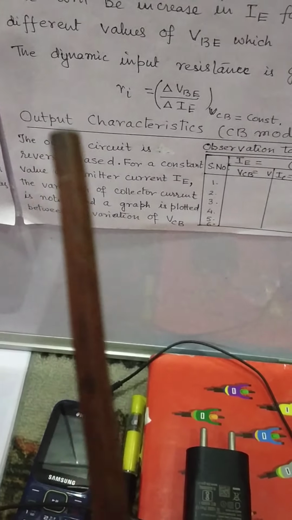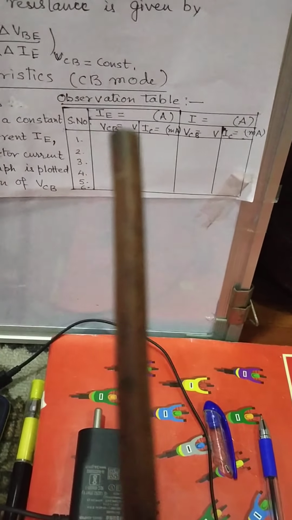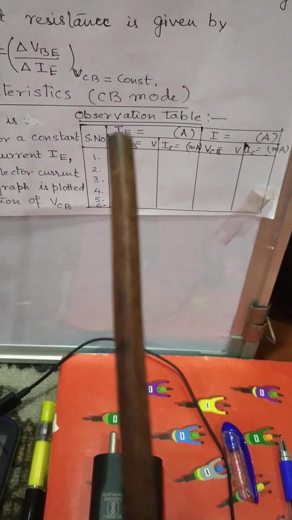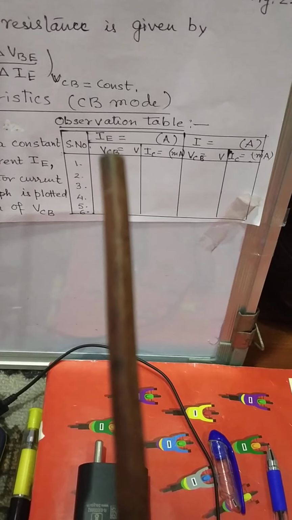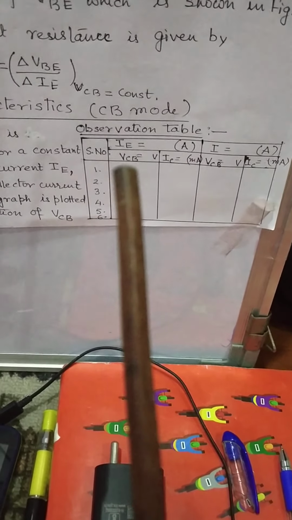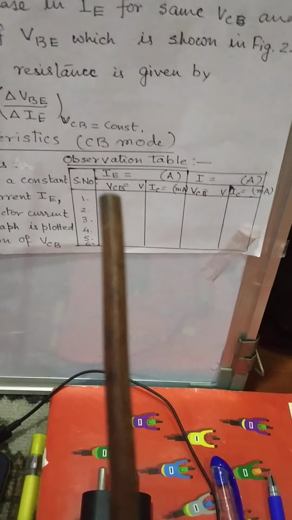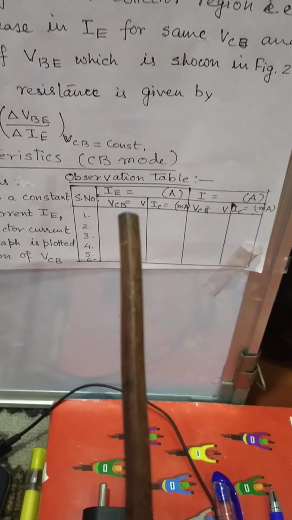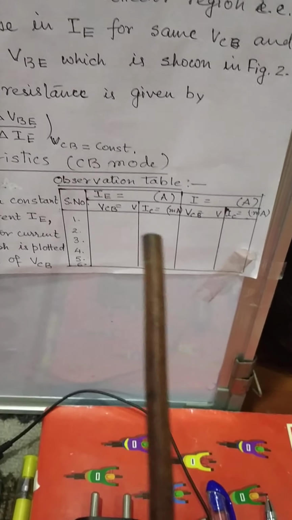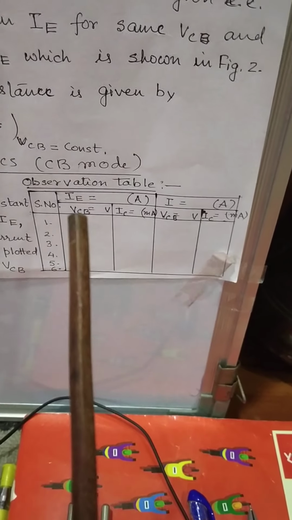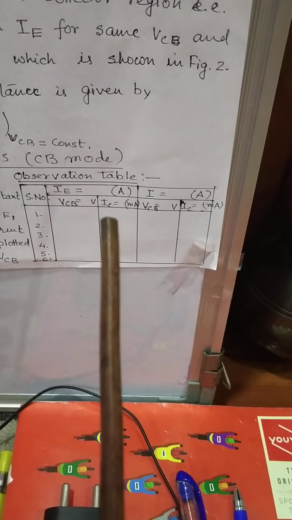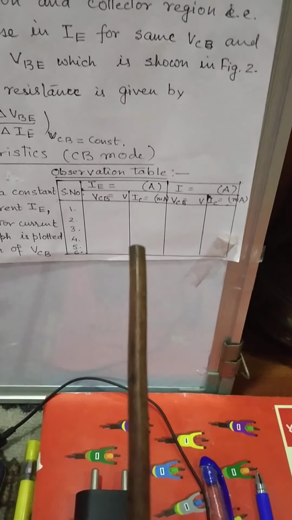Now for output characteristics, the observation table is given here. We have to keep the emitter current constant, and for two constant values of emitter current, we have taken the reading for variation of VCB, that is collector base voltage. For different values of collector base voltage we have taken the reading for collector current.